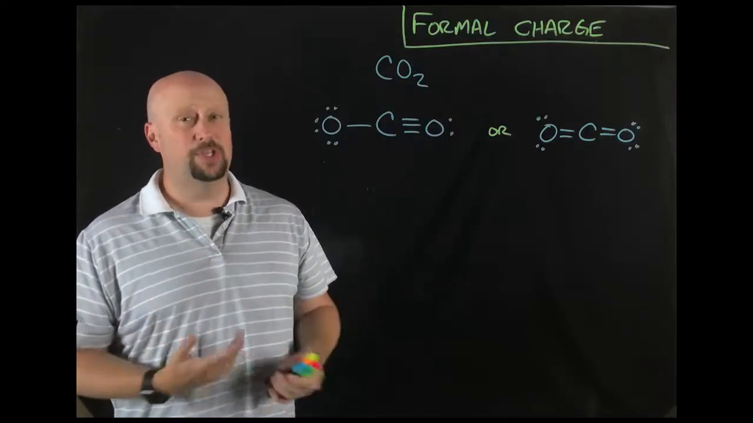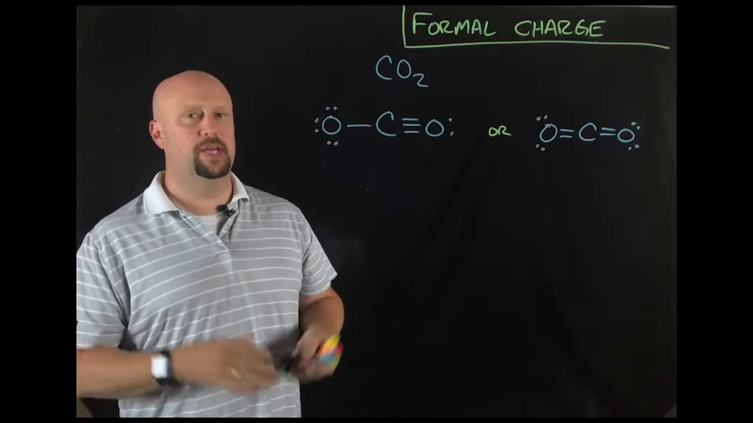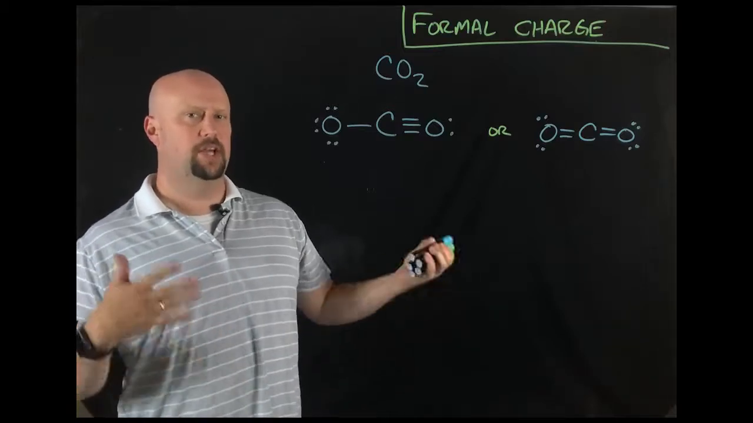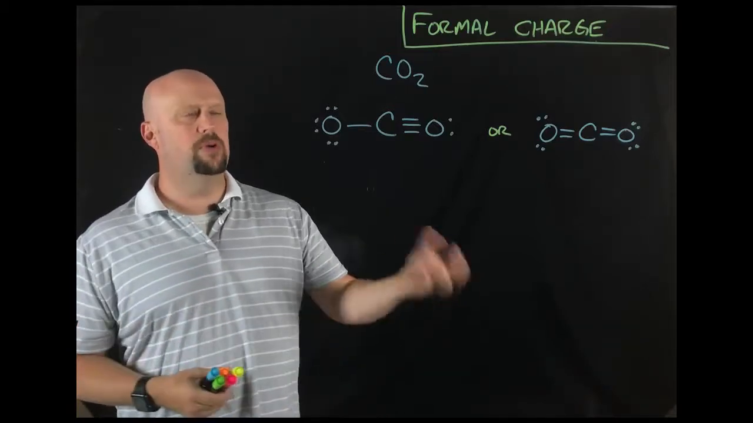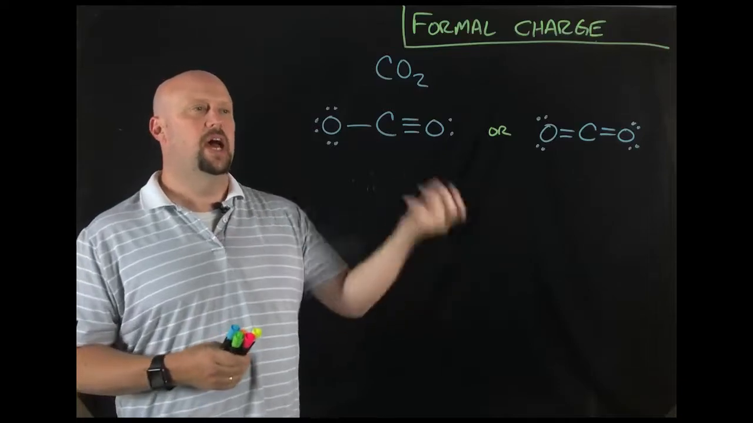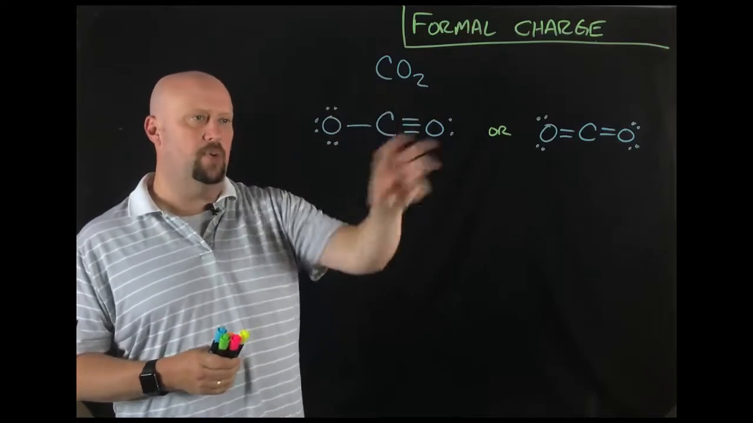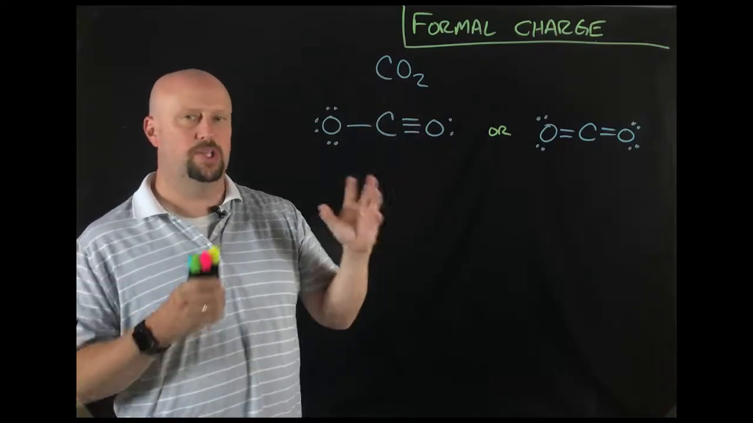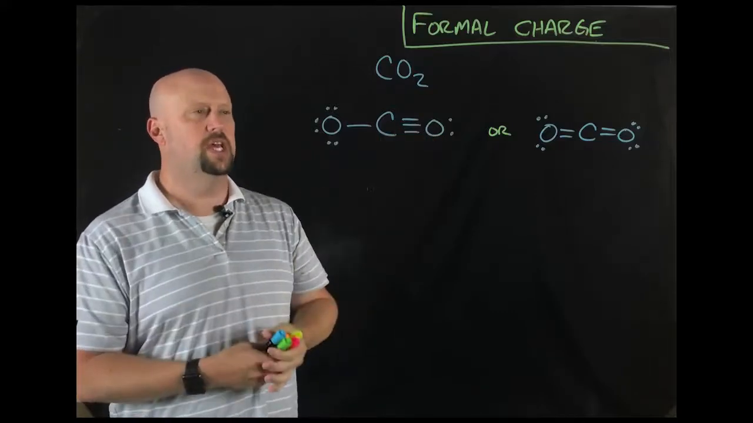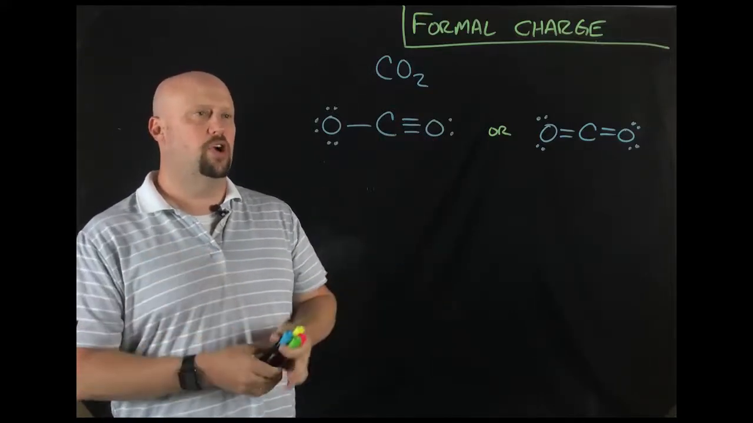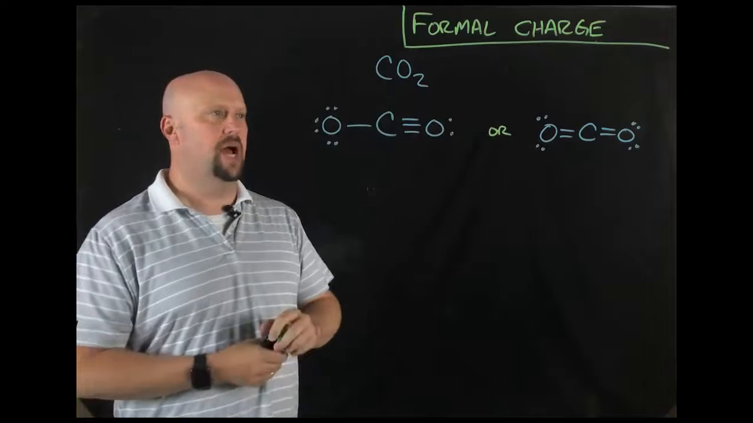Now, we, of course, know that bonds are not shared equally, right? That's sort of what electronegativity and polarity and all of that are about. But formal charge allows us to say, hey, this is what it would be if, the way we've drawn it, we shared those bonds completely between each of these two things. Then what would be the charge on each of the individual atoms?